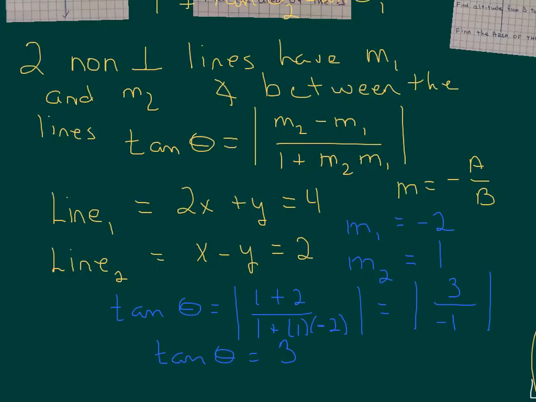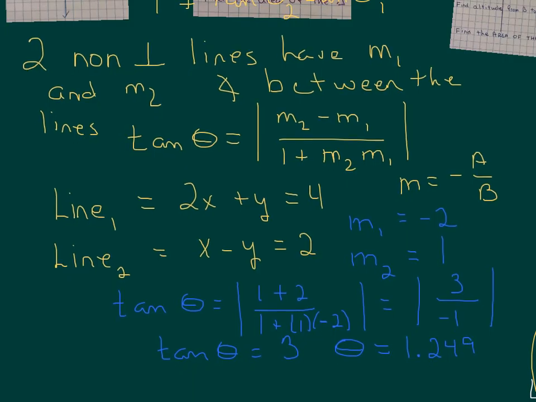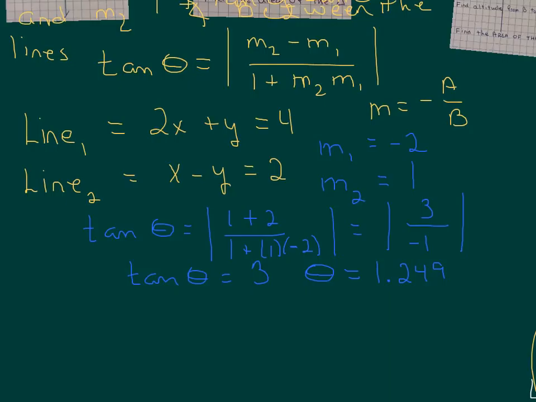So if you use your calculator, you can do the arctan of 3 and find that theta equals 1.249 if you're in radian measure, or you can multiply that radian measure times 180 over pi and find that theta equals 71.565 degrees. One thing that you need to remember is that when you find the angle between the lines, it's always an acute angle.